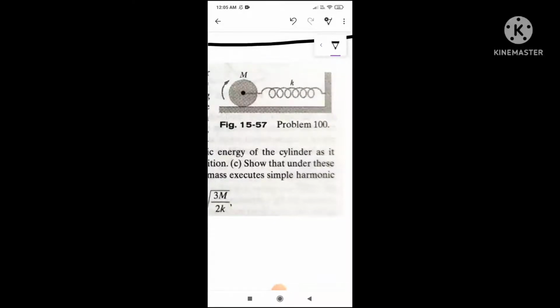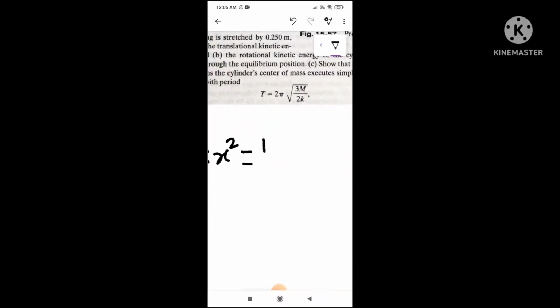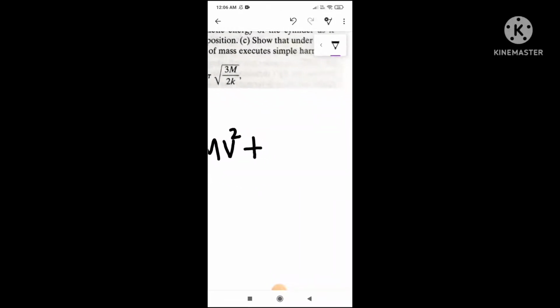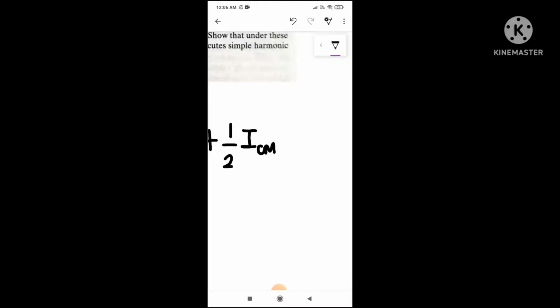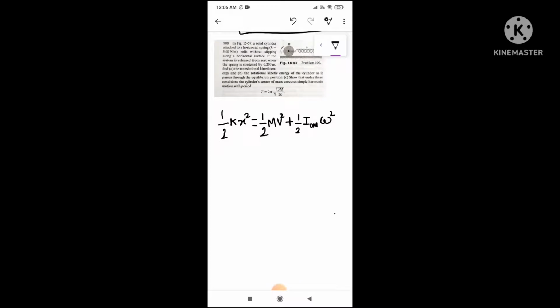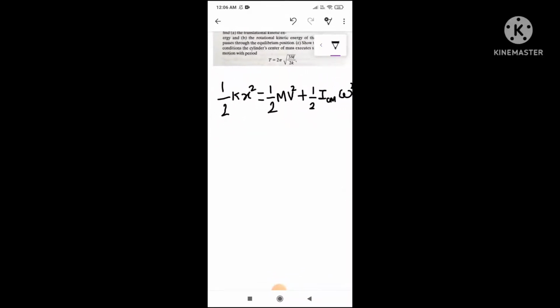Now since the cylinder is rolling without slipping, there is some rotational as well as translational kinetic energy. These two constitute the total kinetic energy of this cylinder when it is in motion, and that equals the elastic potential energy of that spring. That is what we are doing here. So we write first the kinetic energy due to translation, half m v square, plus the rotational kinetic energy, half ICM. ICM means the moment of inertia about center of mass. This is the energy expression. So here we know that for a disk, for this disk, okay, I'll draw it.